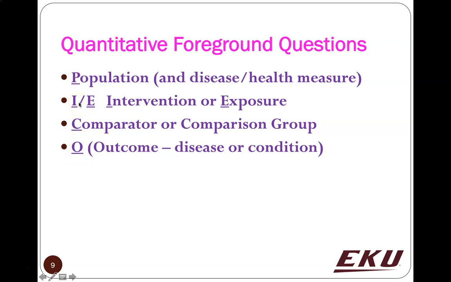So when you're developing your research question, you should be thinking about what population am I going to focus on? Am I focusing on the whole world? Am I focusing on the whole United States? Am I focusing on people in Appalachia? Am I focusing on people in Kentucky? Am I focusing on non-Hispanic whites in Appalachian Kentucky? Am I focusing on black populations in the Midwest? You have to identify who you're focusing your work on.